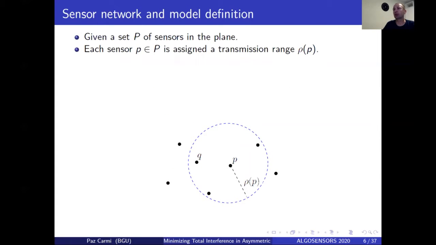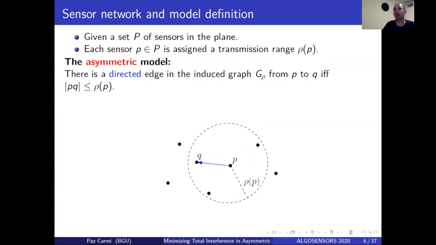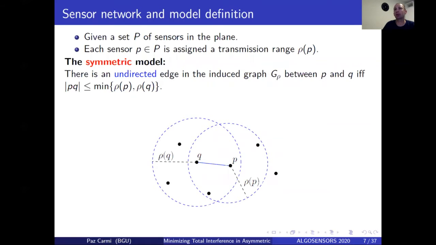So the model that we just described is the asymmetric model, which means that given a set P of sensors in the plane, each sensor P in P is assigned a transmission range rho of P. In the asymmetric model, there is a directed edge in the induced graph G rho from P to Q if and only if the distance between P and Q is smaller than rho of P, the range that is assigned to P. In the symmetric model, there is an undirected edge in the induced graph G rho between P and Q if and only if both P and Q lie each one in the transmission range of the other one.